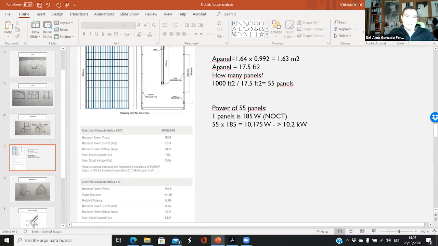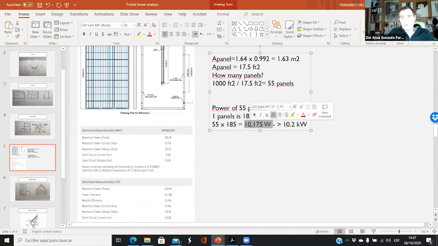Second, we need to work with the power. So we have to look at this normal operating cell temperature value, which is 185. We have 55 panels, so 55 times this. So this is the power that we can produce. And this is in watts, so we need to divide by 1,000. So this is 10.2 kilowatts.